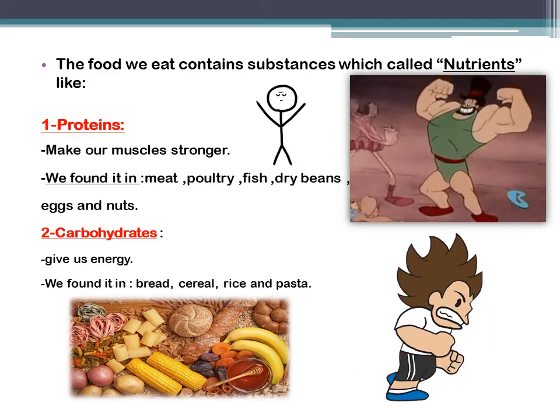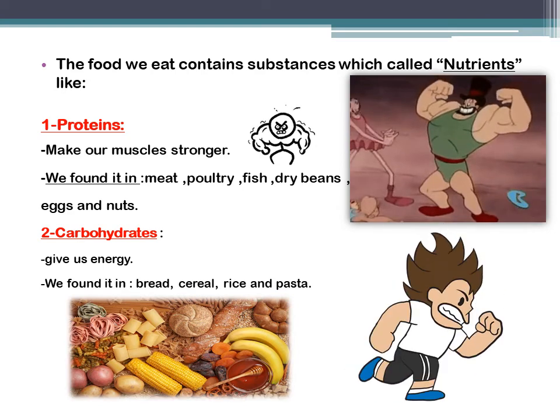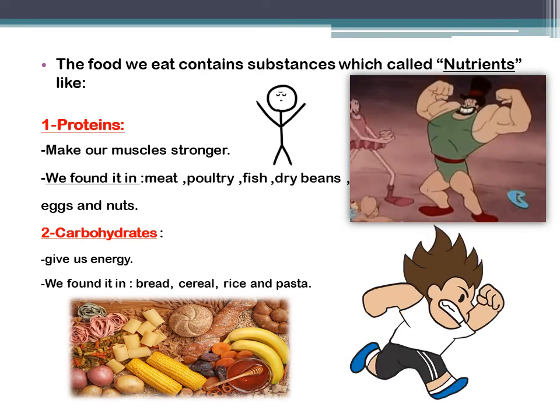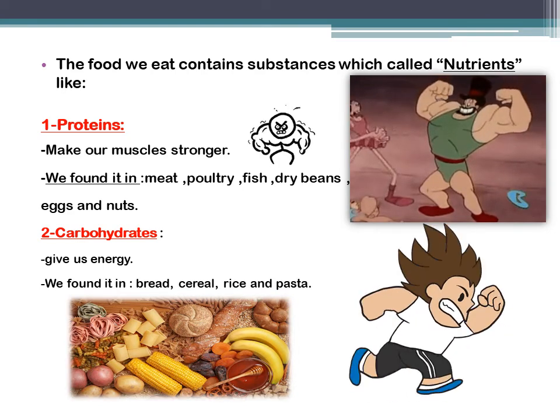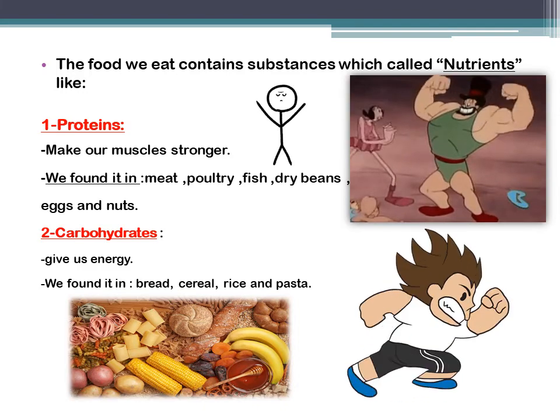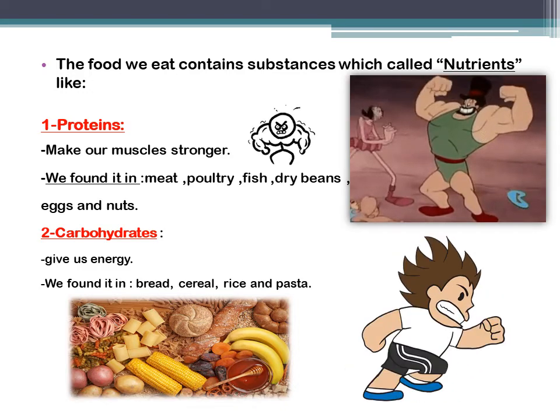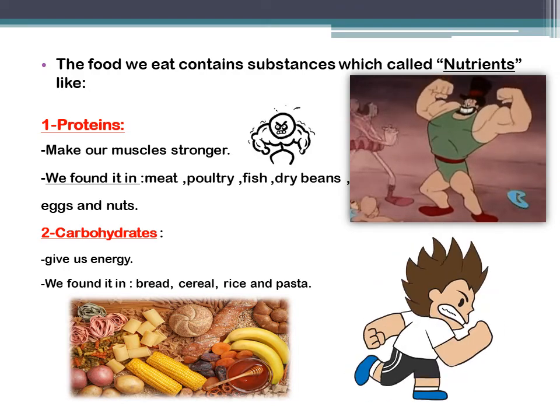We found proteins in what? We found proteins in meat, fish, egg, and nuts. So we need proteins to make our muscles stronger.